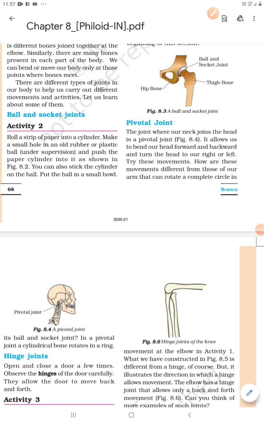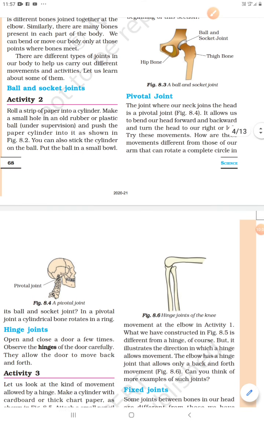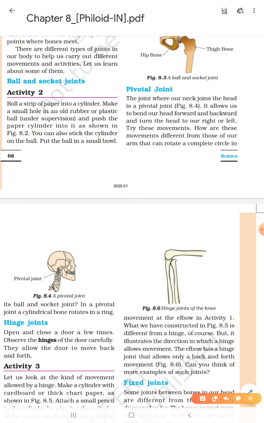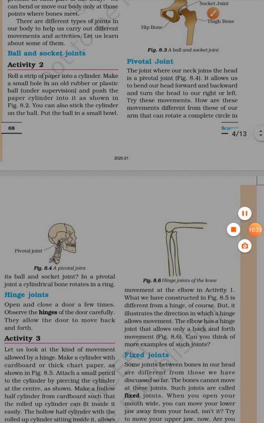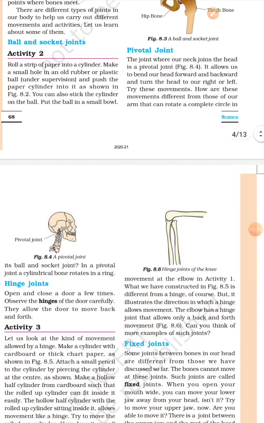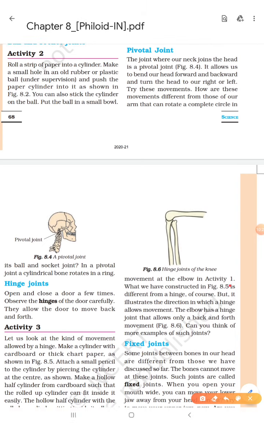Okay, dear students, this is the hinge joint. You can observe this hinge joint at the elbow and knee. This hinge joint is at our elbow and knee. Hinge, you should know, we can understand about hinge when we open and close a door a few times, then observe the hinge of the door carefully.